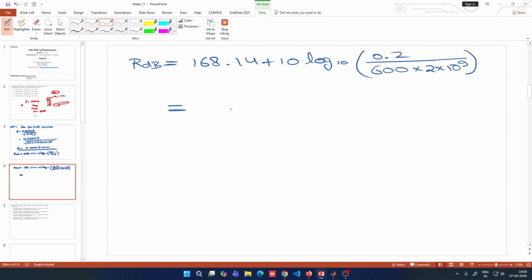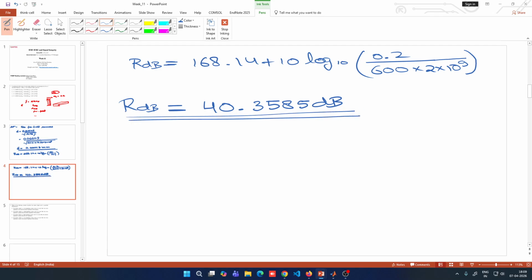So it comes out to be 40.3585 decibels. So it shows that because of the reflections inside the metal, nickel, this much of the wave is attenuated because of the reflection. And now we have to find out the absorption losses inside the nickel for a far field.